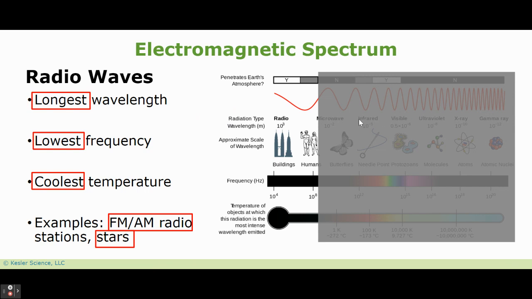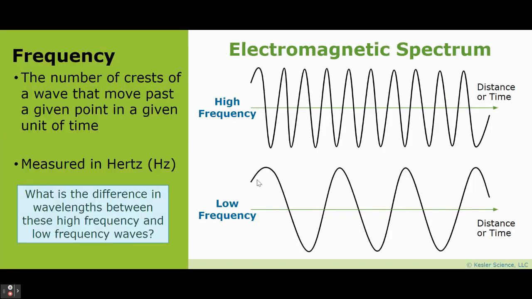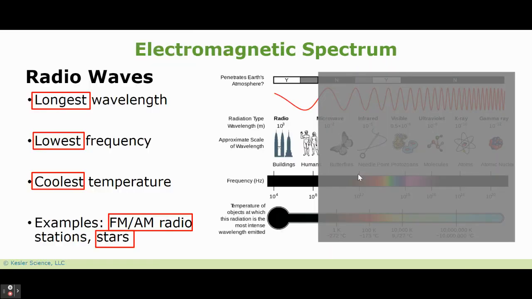Now we're going to be writing something down each slide. So starting with the longest wavelength is radio waves. It's the longest wavelength, so it has the lowest frequency, and it actually has the coolest temperature. The approximate scale of this wavelength is as tall as a building. So remember, wavelength, right? It has a long wavelength. The distance between one crest and the next crest on a radio wave is as tall as a tall building.